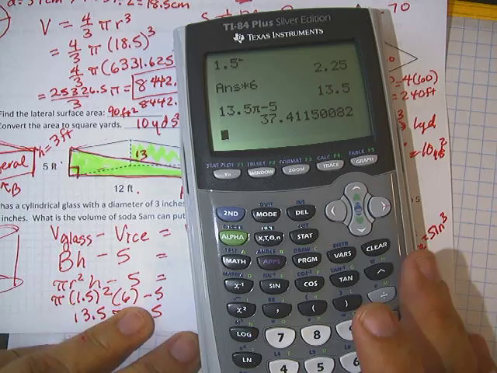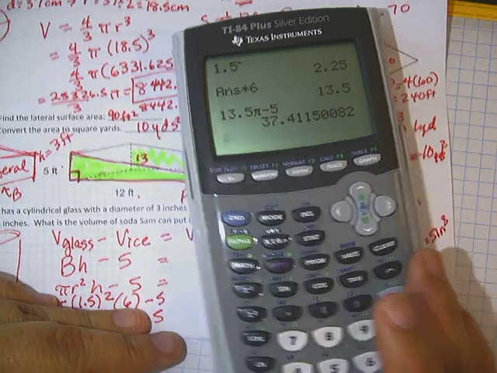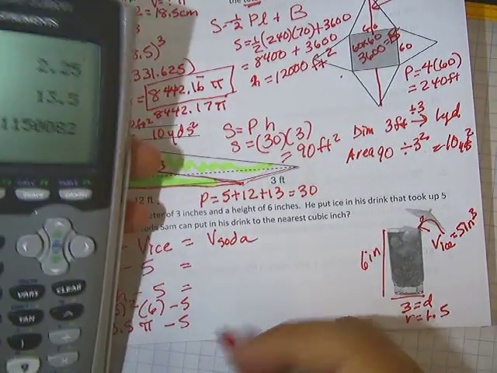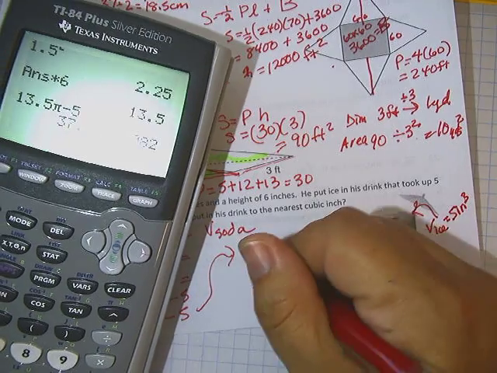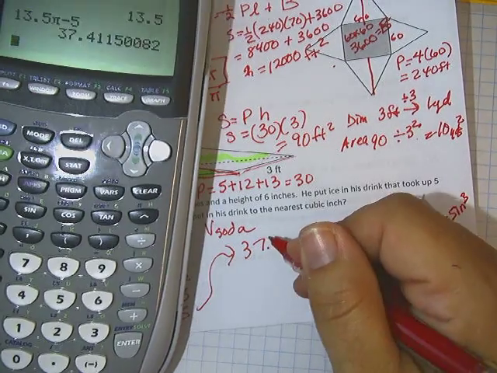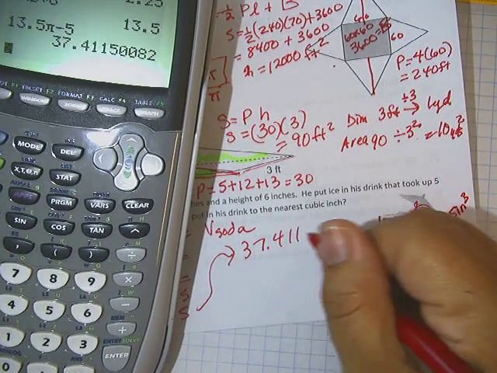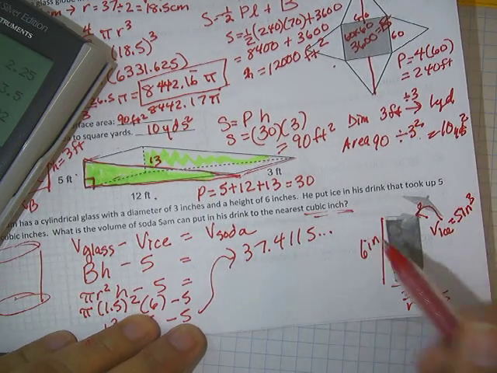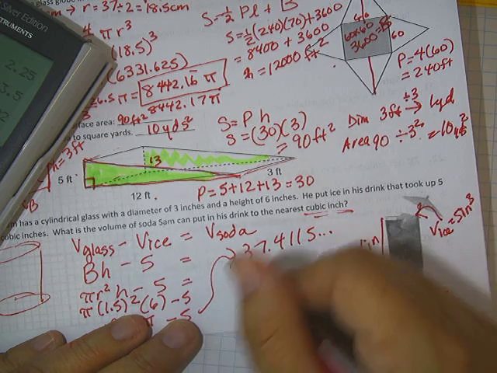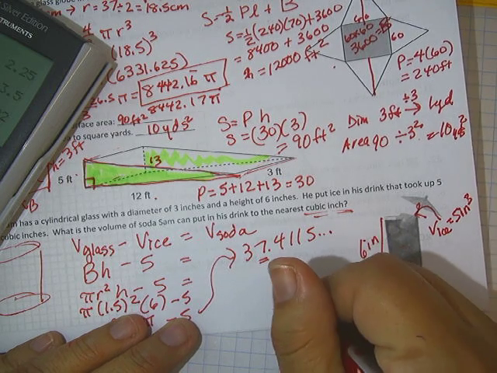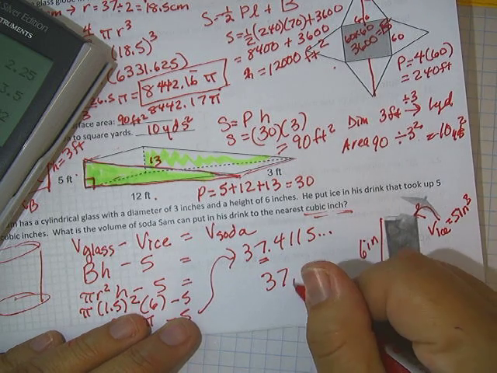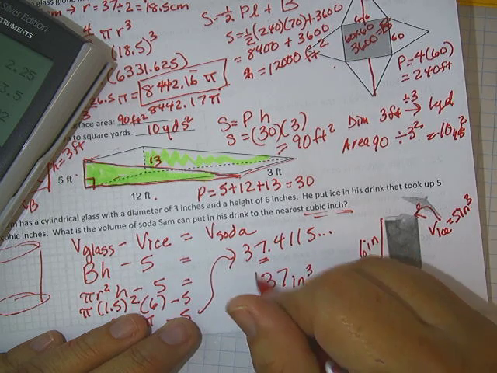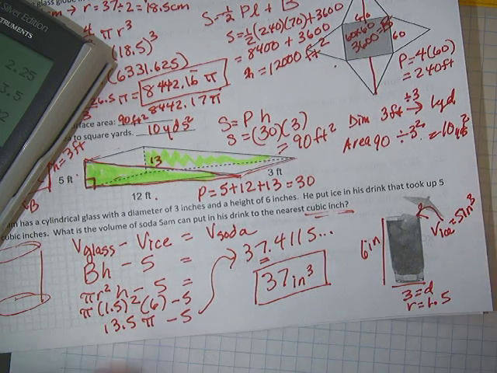And I get 37.4115, etc. They say to the nearest cubic inch. That means the whole units, this one right here. So it should be 37 cubic inches, or inches cubed. And that's your answer.